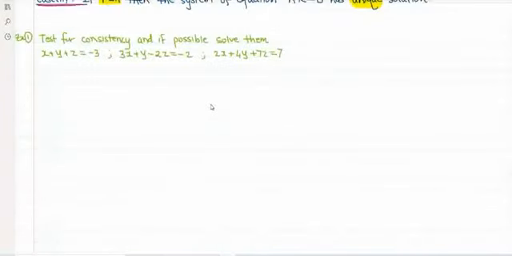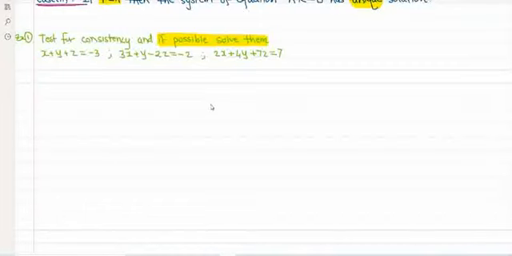Test for consistency means when a system of non-homogeneous equations is given, first you have to verify whether a solution exists or not. Here see, the word if possible means if a solution exists then solve. If no solution, you have to conclude that the given system of equations does not possess a solution. That's it.